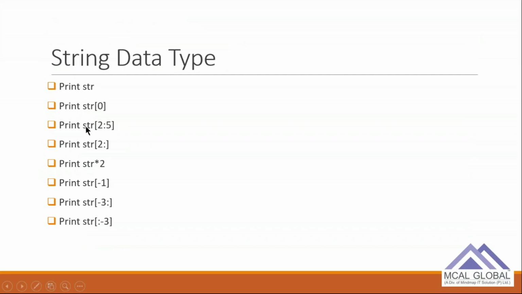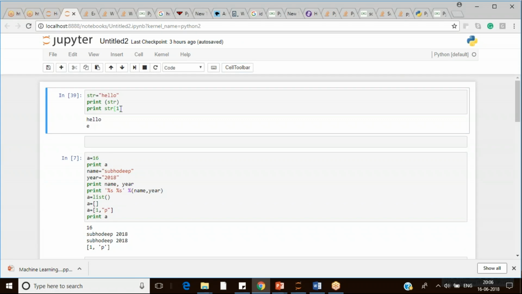So just do each of these. I'll do it with you. Just follow me and check your results. Now this is very interesting. So 2 to 5 means it will start from 0, 1, 2. It should start from 2, then 3, then 4.